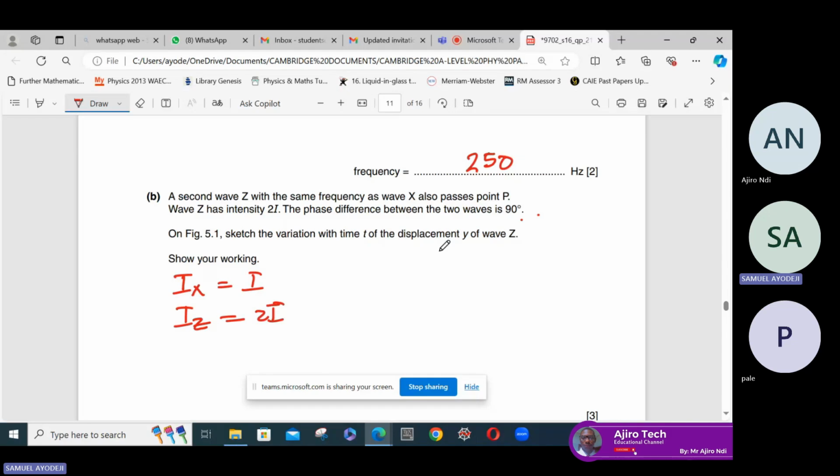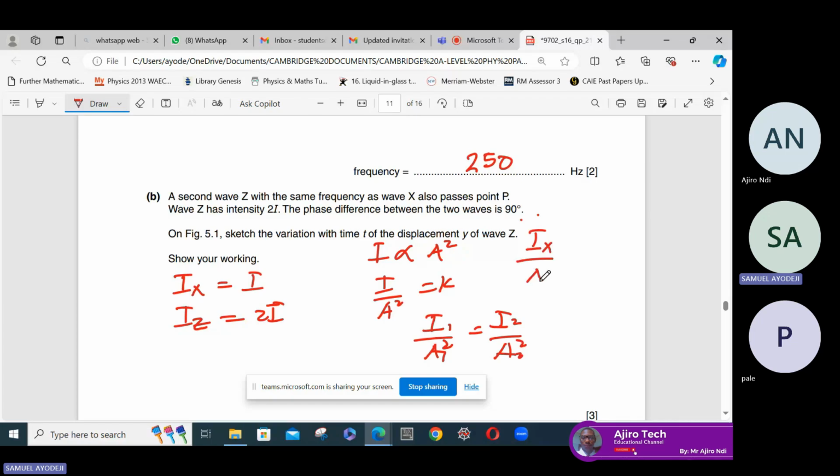Don't forget that I said intensity varies as amplitude squared. So intensity over amplitude squared is equal to a constant. So intensity 1 over amplitude 1 squared is equal to intensity 2 over amplitude 2 squared. In terms of x and z, intensity x over amplitude x squared is equal to intensity z over amplitude z squared. Are we together? Yes, sir. Okay, fine.